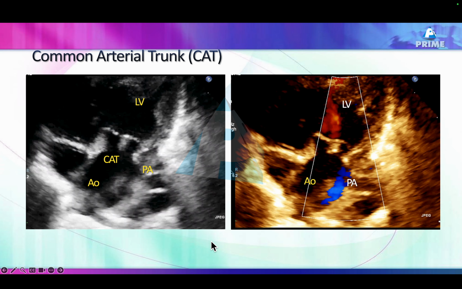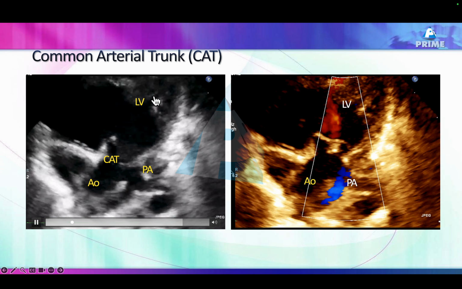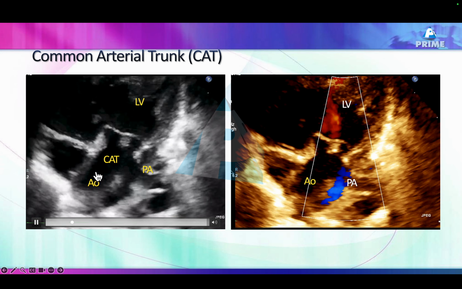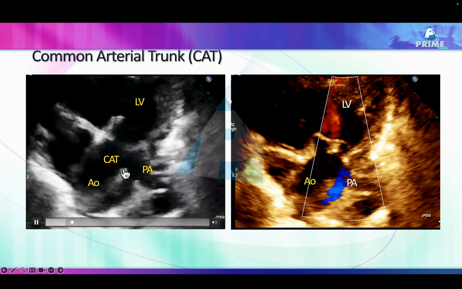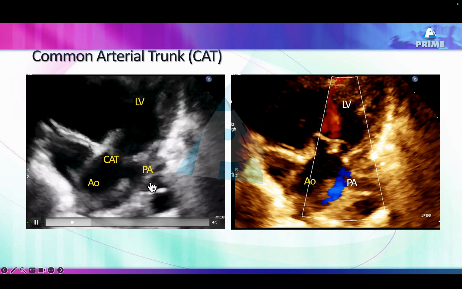Then it is very nicely seen in a neonate. You see this is a truncal valve, and this is in fact coming from the left ventricle. There is a large VSD. This is the common arterial trunk which continues as aorta, and then you see the main pulmonary artery, and then it branches into two. So that is so nicely seen.